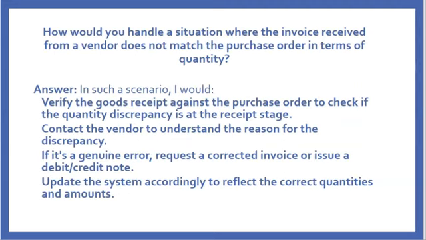How would you handle a situation where the invoice received from a vendor does not match the purchase order in terms of quantity? Answer: in such a scenario, I would verify the goods received against the purchase order to check if the quantity discrepancy is at the receipt stage. Contact the vendors to understand the reason for the discrepancy. If it's a genuine error, request a corrected invoice or issue a debit or credit note. Update the system accordingly to reflect the correct quantities and amounts.